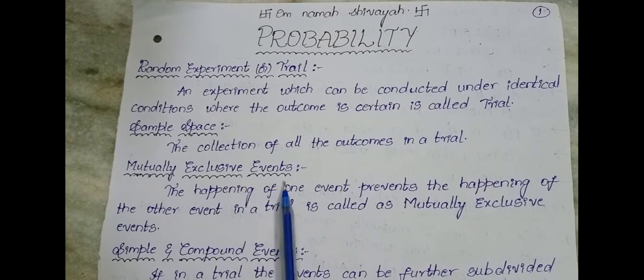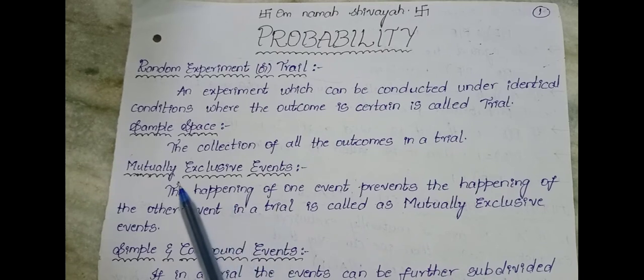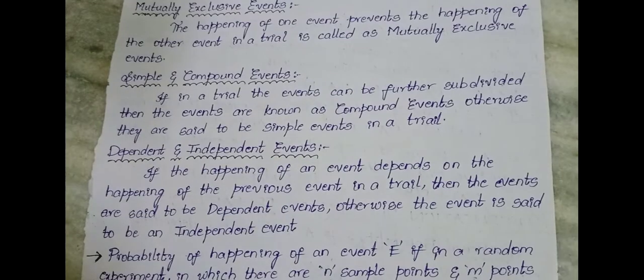Mutually exclusive events. The happening of one event prevents the happening of the other event in a trial is called mutually exclusive events. If you have written an exam, you will either pass or you will fail. You can't pass and fail at the same time, right? So if you pass, you will not fail. If you fail, you will not pass. So those types of events are known as mutually exclusive events. I hope you understood mutually exclusive events.